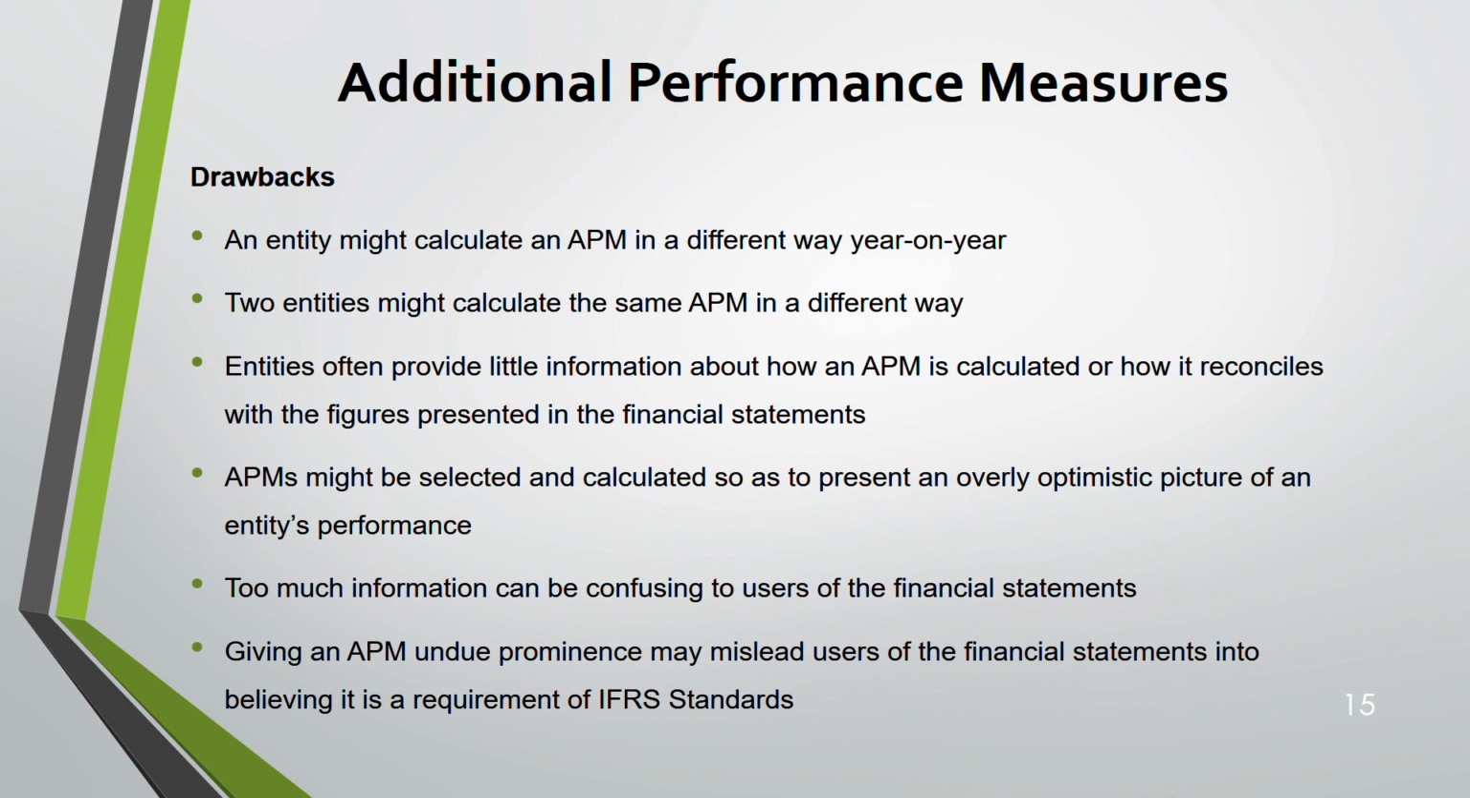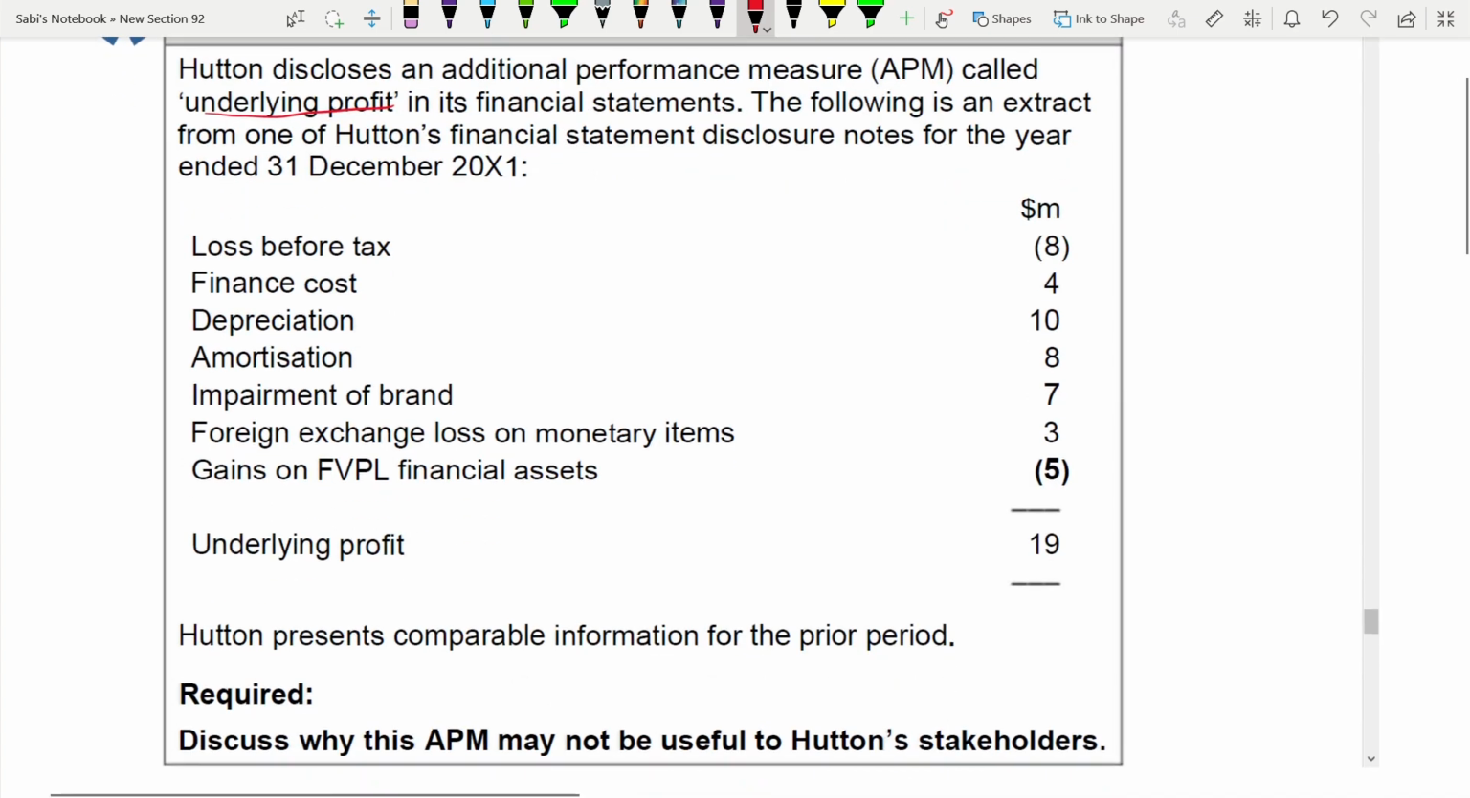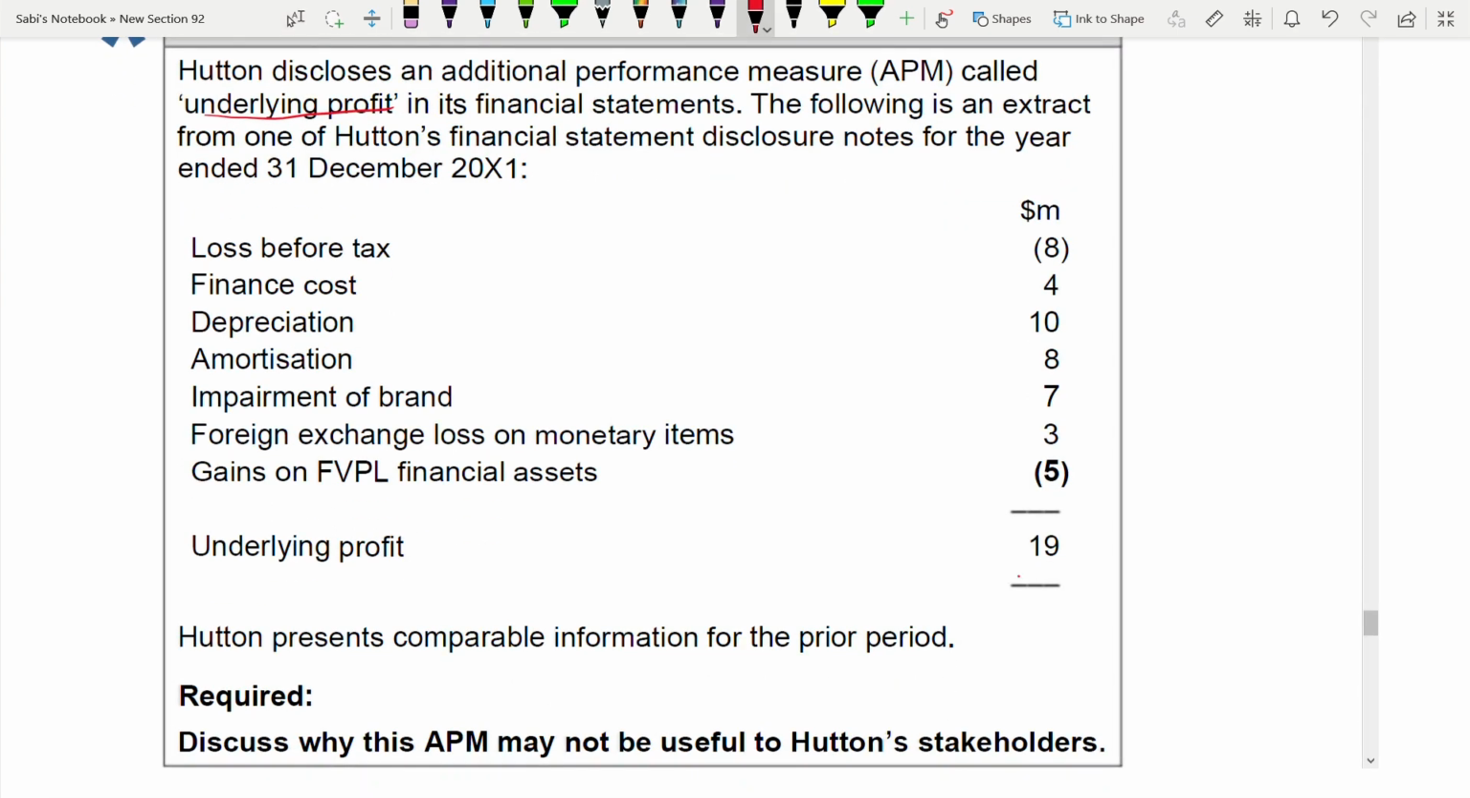So now let's do a question on APM. Test your understanding 5. Okay, here the additional performance measure is known as underlying profit. Do we know what is the underlying profit definition according to any standard? No, but they have calculated it. Okay, this is how they have got the underlying profit. They have shown you, starting with loss before tax. And they have given comparable information for the prior period also.